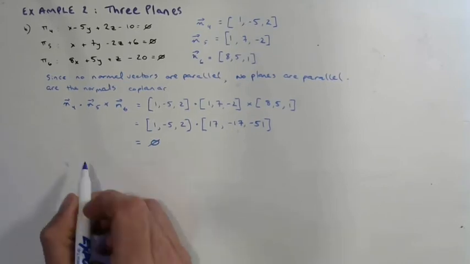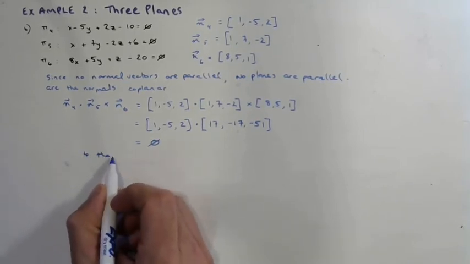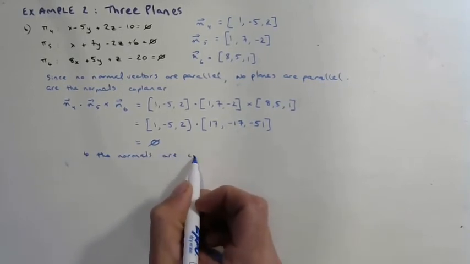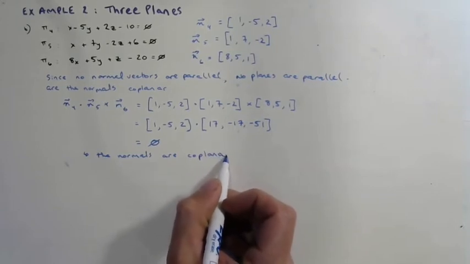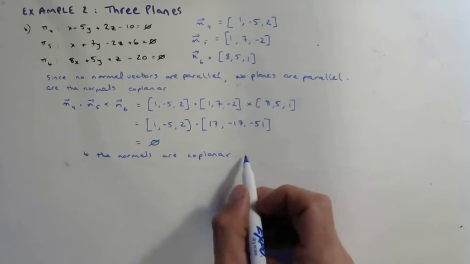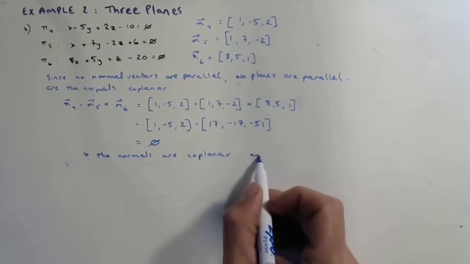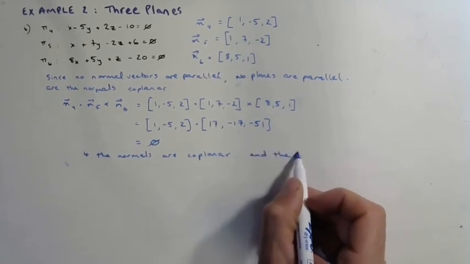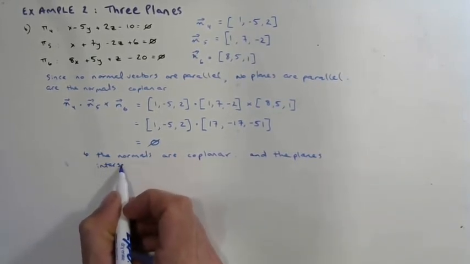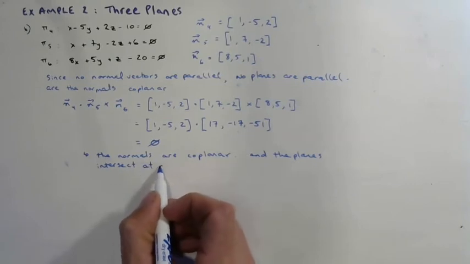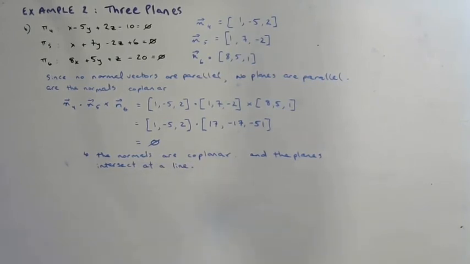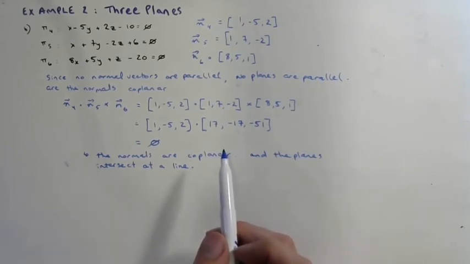Therefore, well, let's do this. The normals are coplanar. Therefore, the planes intersect at a line. But I missed, in my explanation, I missed another possibility.